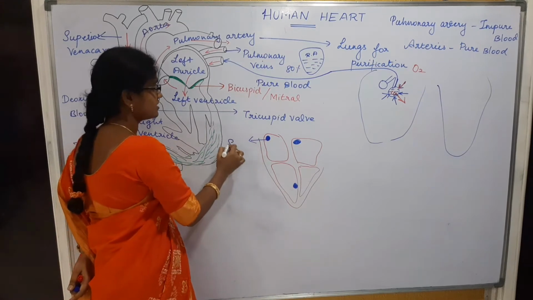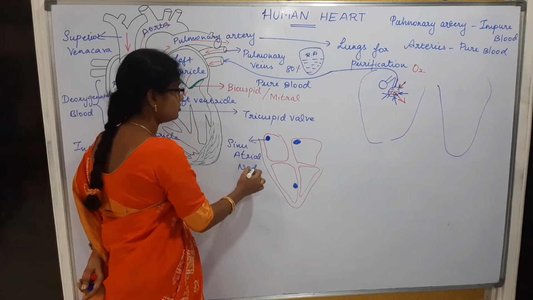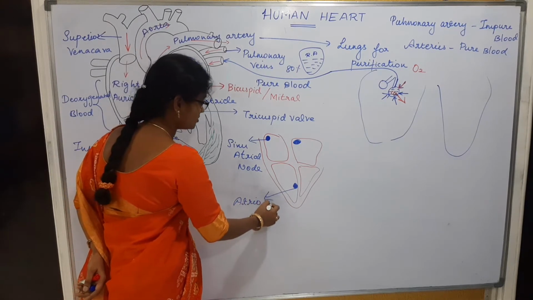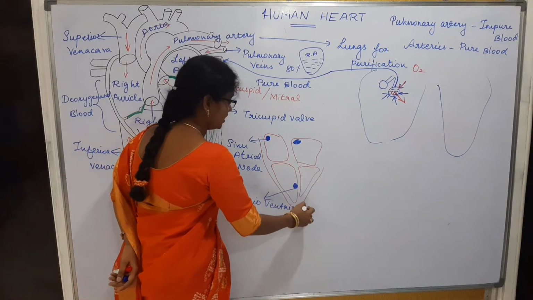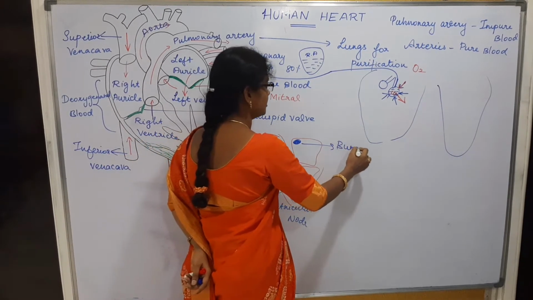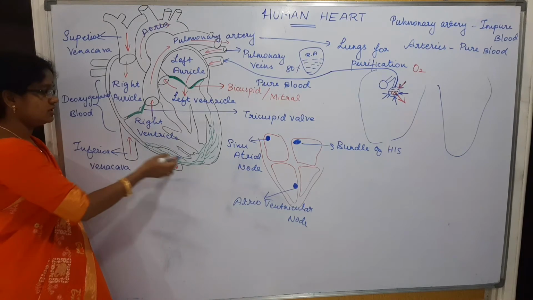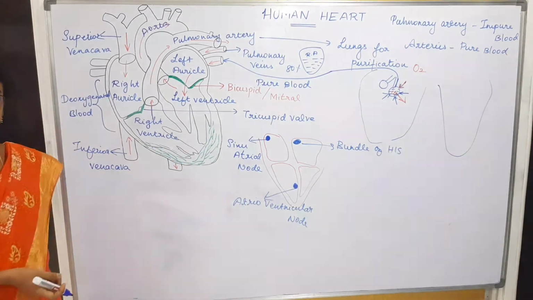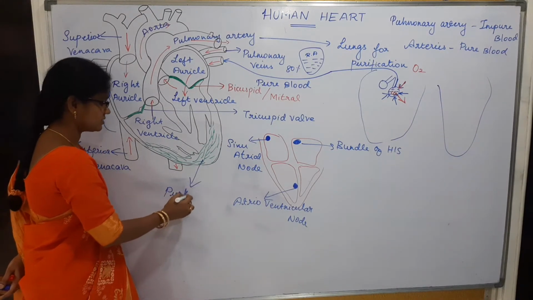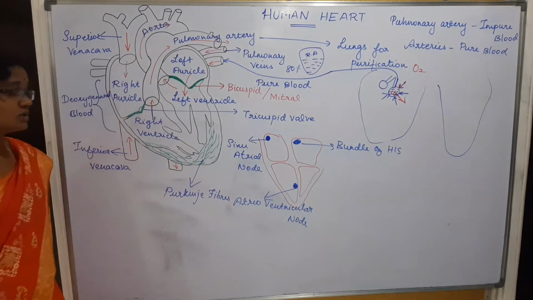This node is called the sinoatrial node. And this one is called the atrioventricular node. This one is called the bundle of His, and I have drawn here in green color what looks like veins in the leaves, right? In a similar way, it is called the Purkinje fibers. What is the function of this?